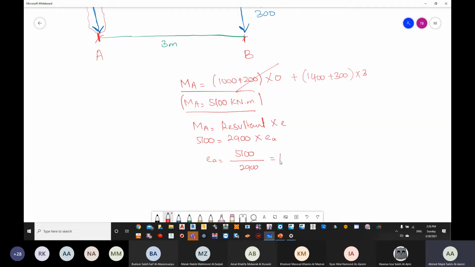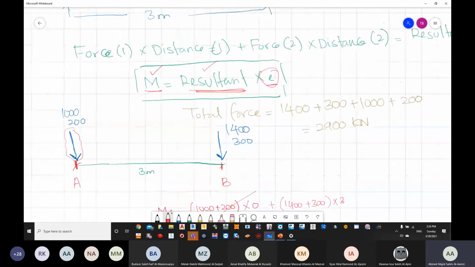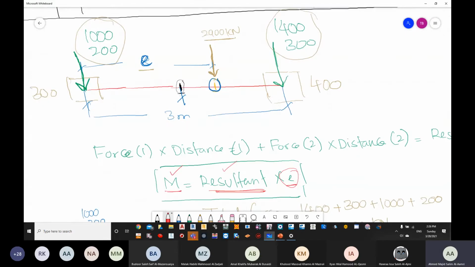Okay, approximately it's 1.76 meter. Try to keep it to 2 decimals, otherwise you will have a lot of calculation issues, especially in a combined foundation. Now we have got our EA equals 1.76. Now how much is going to be your EB, the distance from column number B? It is going to be 1.24 meter.